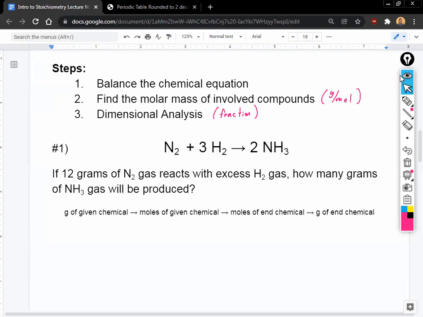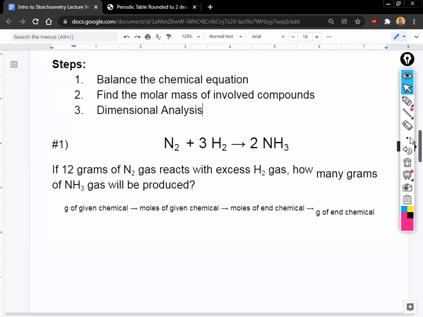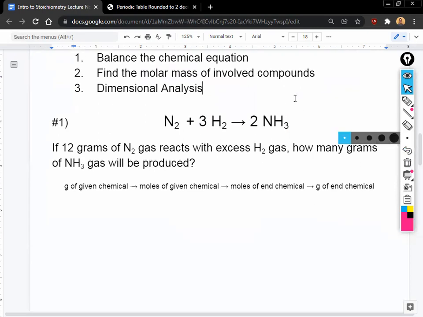Alrighty, let's start the problem. We already did the balancing, step 1, in the warm up. So we have a 3 here and a 2 here, and you don't need to do the balancing. We're done with that. Now what we need to do is find the molar mass of the involved compounds. Basically, what chemicals are we looking at? What are the important chemicals? So let's take a look at this question.